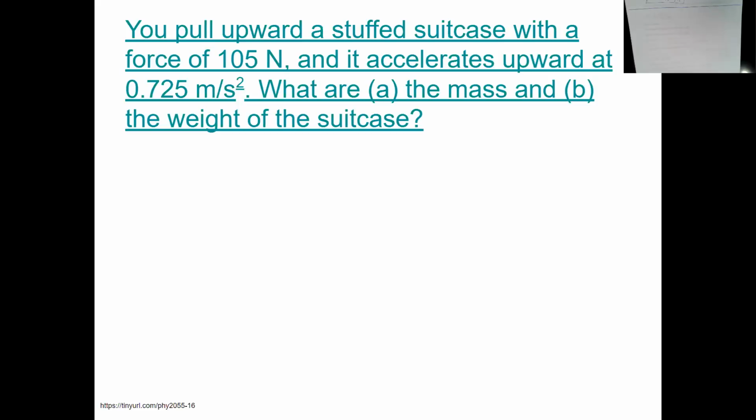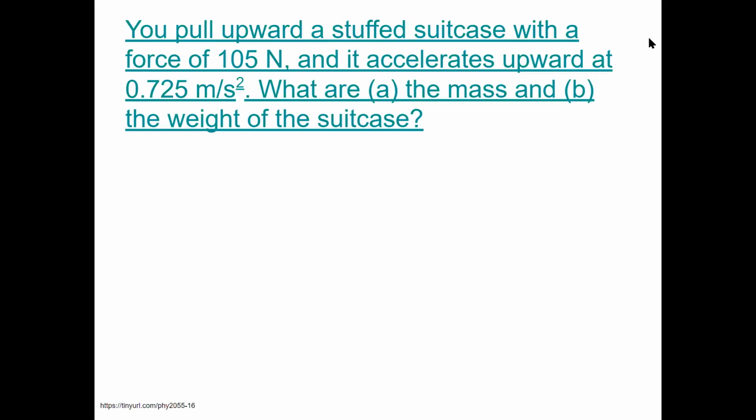So try to draw the free body diagram first, and then you'll see how you can solve this one. If you draw your free body diagram, you should have all the forces indicated on your suitcase. Then you can figure out the net force from the free body diagram, and from Newton's second law, you can combine the two.